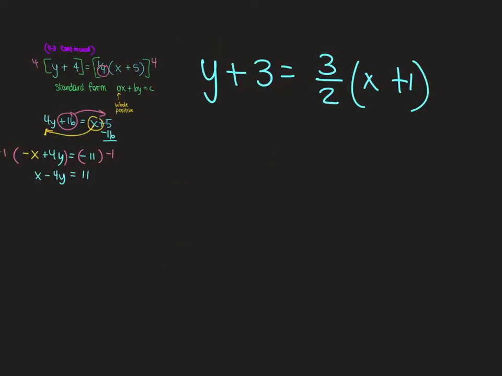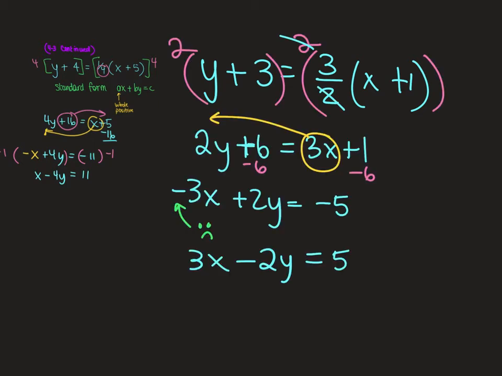Try this question by yourself. Don't distribute the 3/2. Multiply both sides by something that will get rid of the 2 on the bottom. Then rearrange so that x is first. You don't want x to be negative. So remember all those rules. Hit pause, work it out, then hit play and see if you were right.